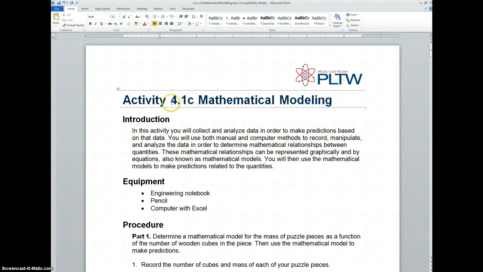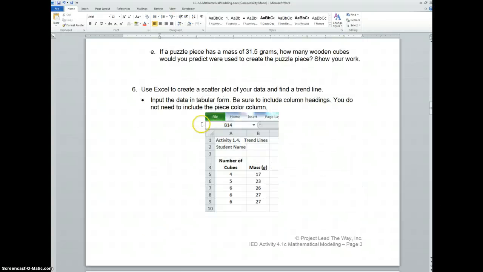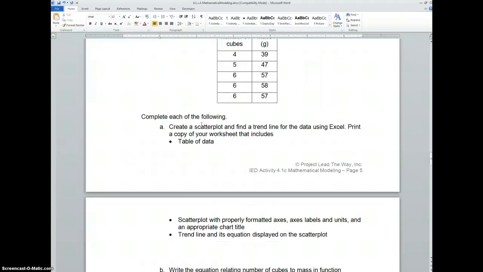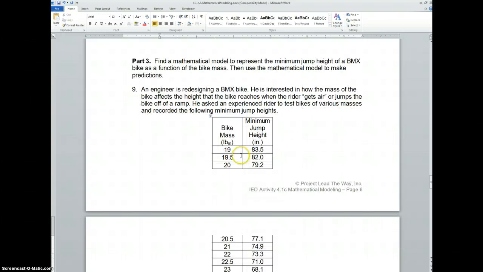So we're going to talk about 4.1c mathematical modeling, and we're specifically going to look at, I think it's page 5, where we first start talking about this BMX bike, and actually scratch that. This is actually page 6. So part 3, I'm going to skip right to this, and this will explain the rest of the stuff that you need to know for the worksheet.